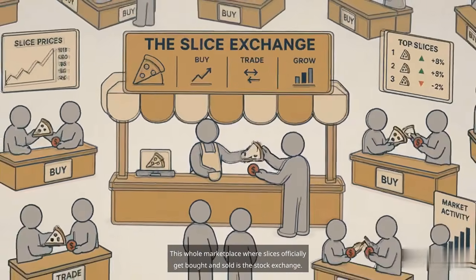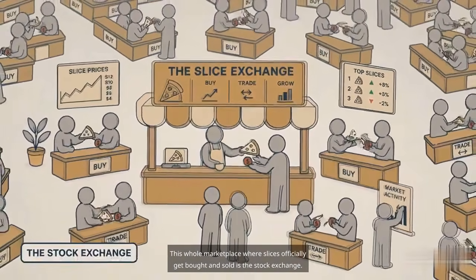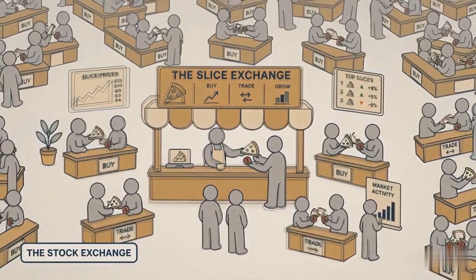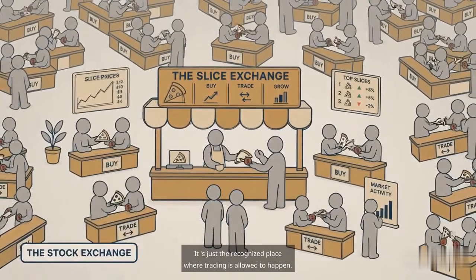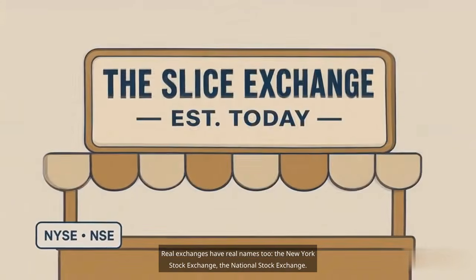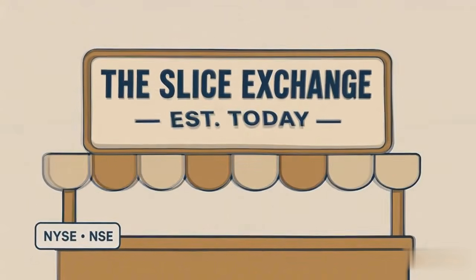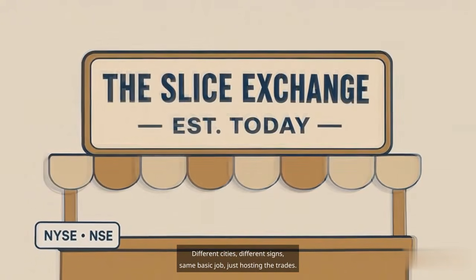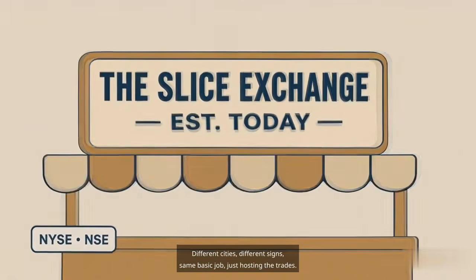This whole marketplace where slices officially get bought and sold is the stock exchange. It's just the recognized place where trading is allowed to happen. Real exchanges have real names too: the New York Stock Exchange, the National Stock Exchange. Different cities, different signs, same basic job, just hosting the trades.